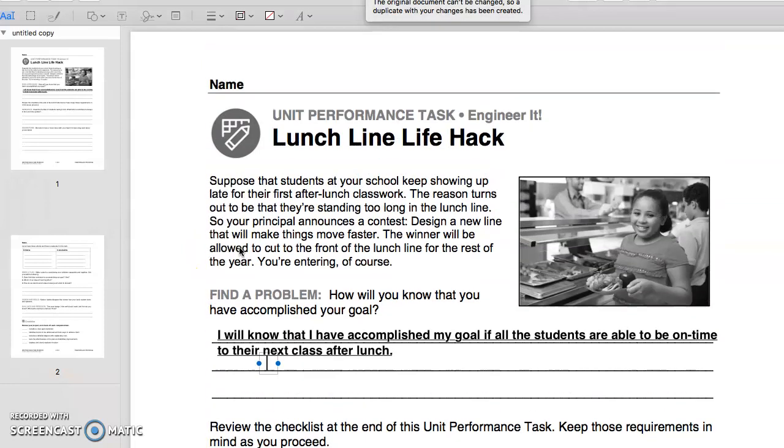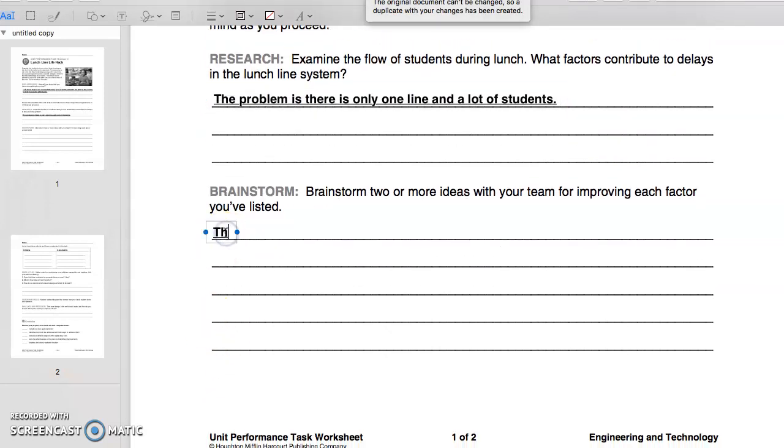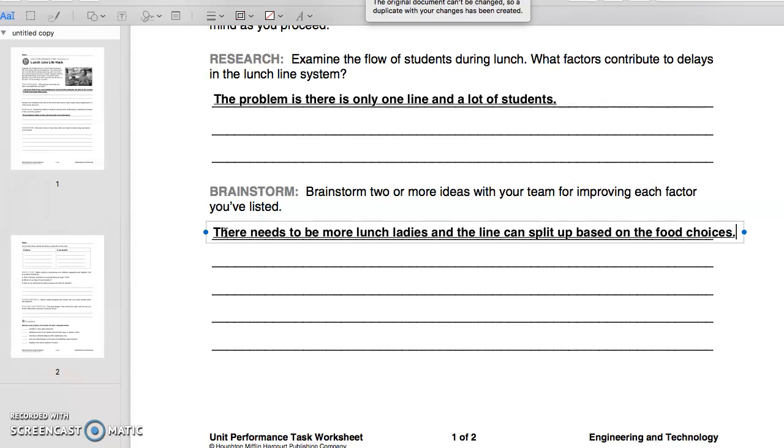What contributes to delay in the system? There's only one line, right? The problem is there is only one line and a lot of students. There needs to be more lunch ladies, and the line can split up based on the food choices.